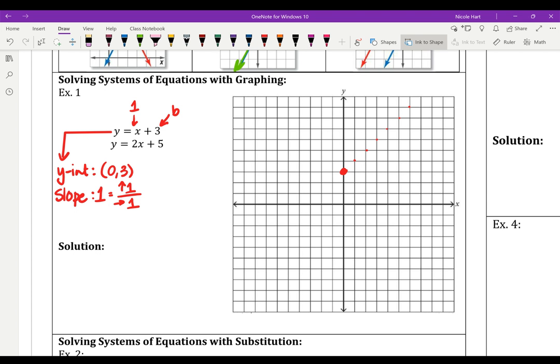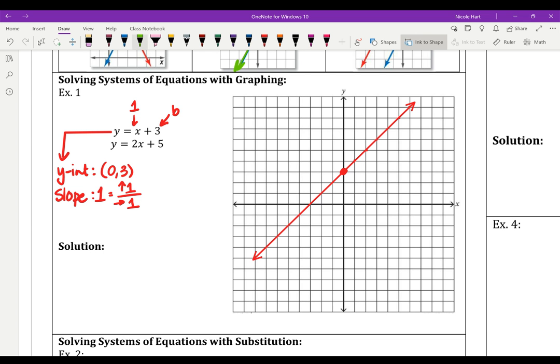Okay. And then I am going to connect those, and you can use a ruler if you want, or the side of a piece of paper, or like your ID, the ID that you have to wear at school. You can use that edge to make a nice straight line if you would like to. Otherwise, just roughly sketch it as best as you can. So that is our first equation.